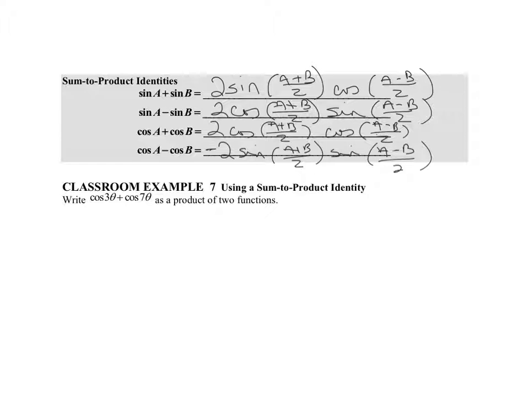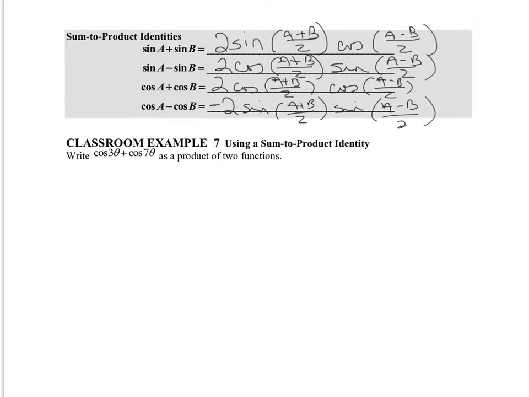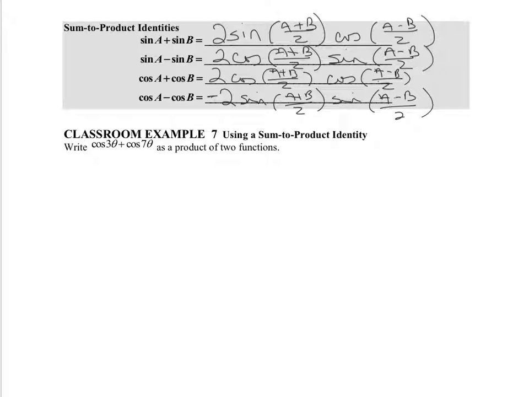So let's try this example. We're going to write the cosine of 3 theta plus the cosine of 7 theta as a product of 2 functions. Looking at these formulas up here, it looks like I need this one. Wouldn't you agree? Third one down. Cosine of A plus cosine of B is what this looks like. That would mean A is what? 3 theta. B is 7 theta.